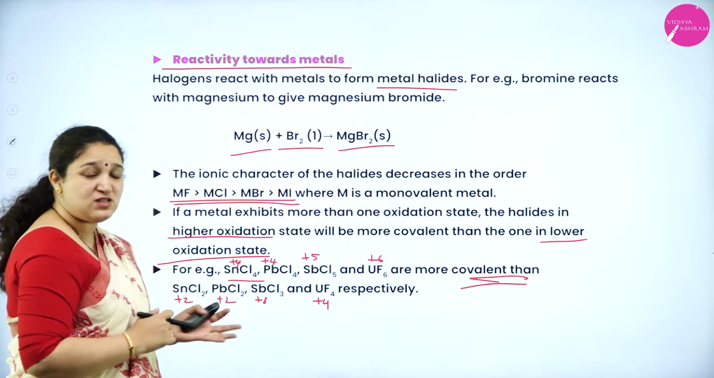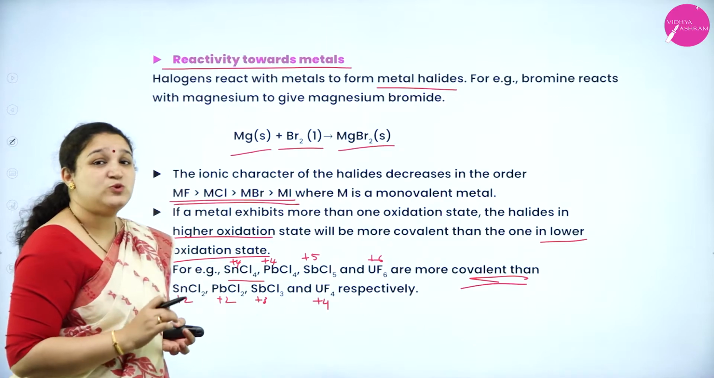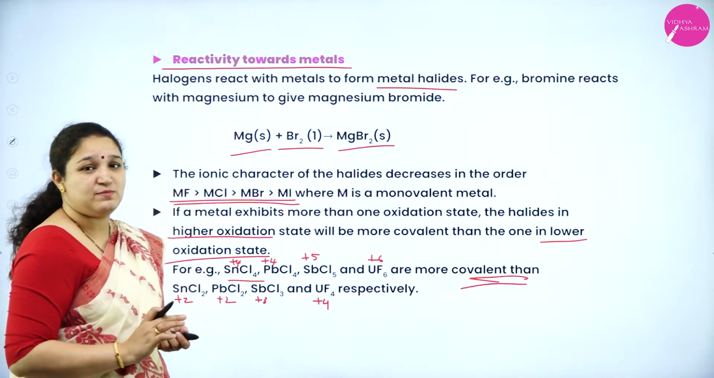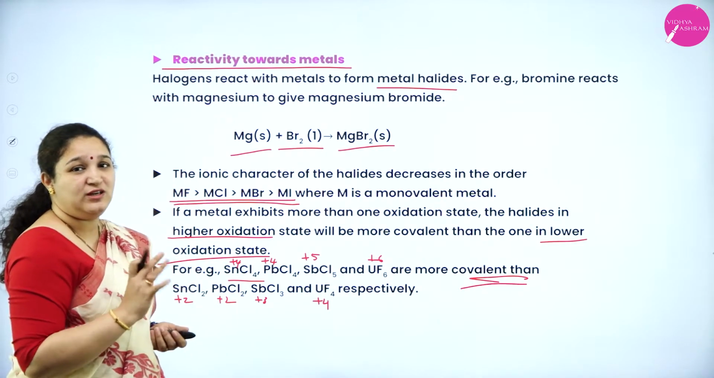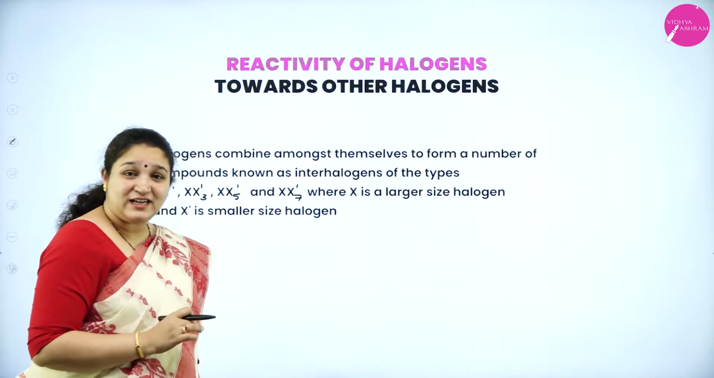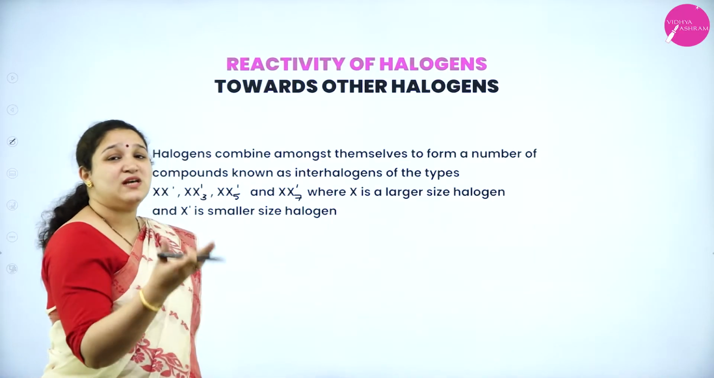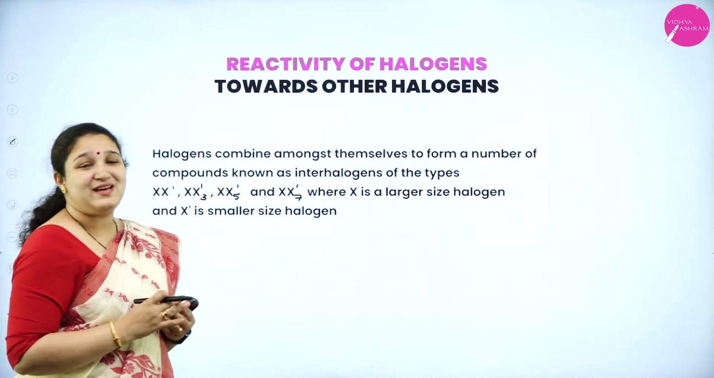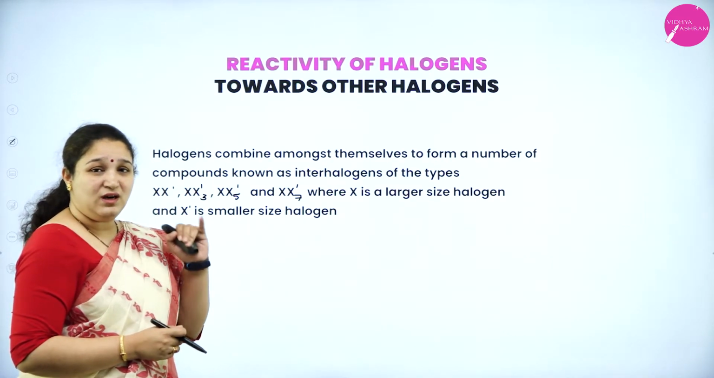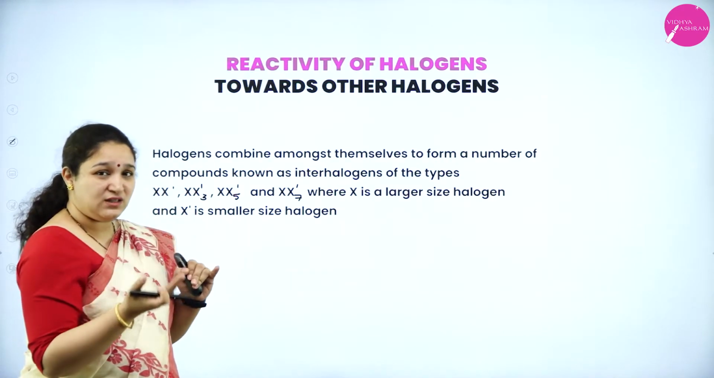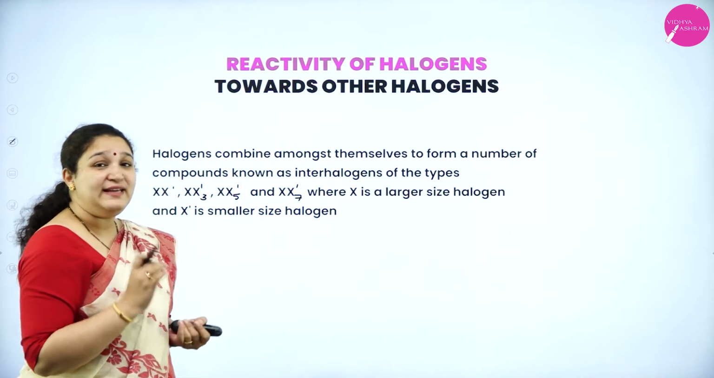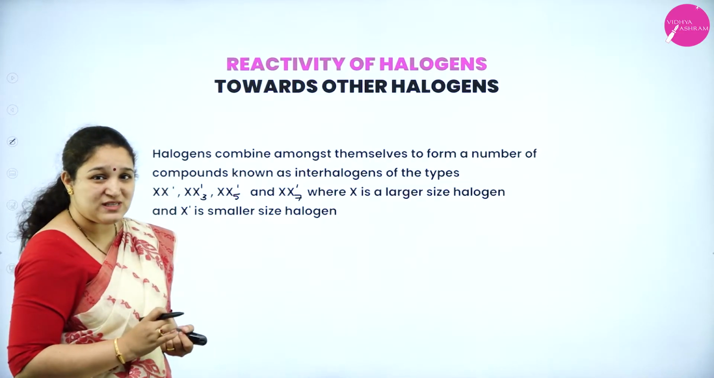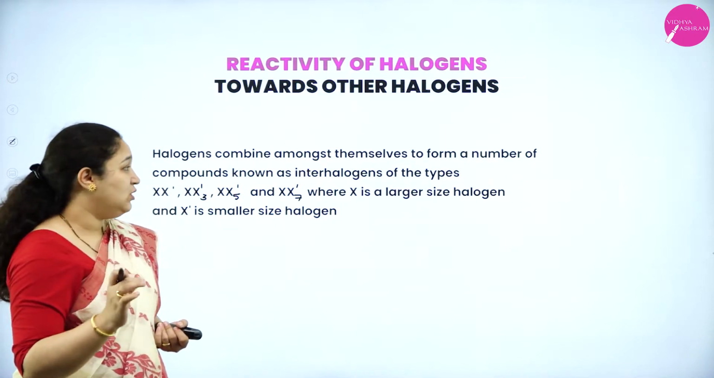Especially such differences you will have questions which will be asked in competitive exams. It is very important to know such differences. Next is reactivity of halogen towards halogen. So here what exactly happens? When a halogen reacts with another halogen, it will form interhalogen compounds. What is it? Interhalogen compounds.